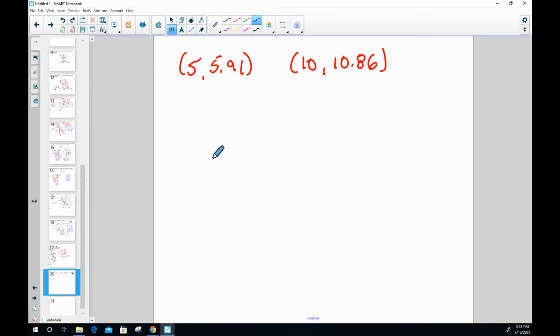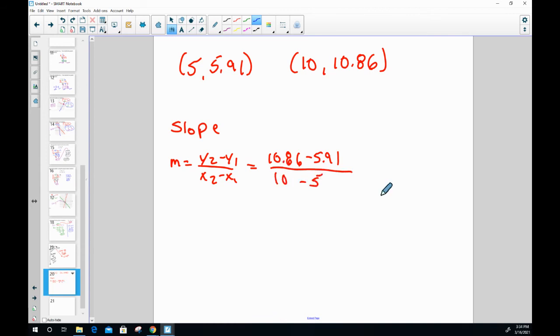And we need to find the equation that represents our starting value. How much money did it cost to pick up the phone and just dial the number at 0 minutes? And how much did it cost per minute? So the slope is going to give us how much it costs per minute. All right, my y's are 10.86 and 5.91. My x's are 10 and 5. All right, calculate.